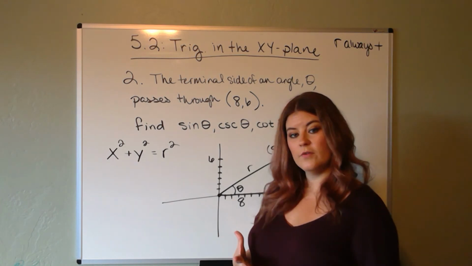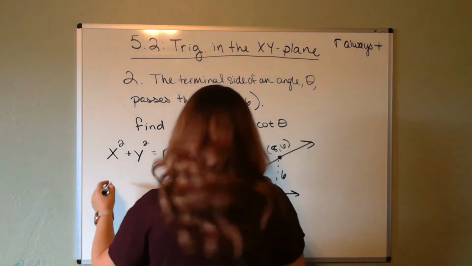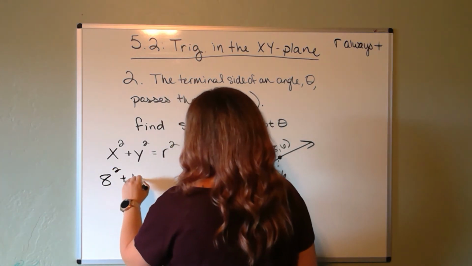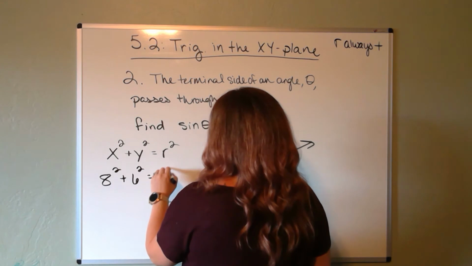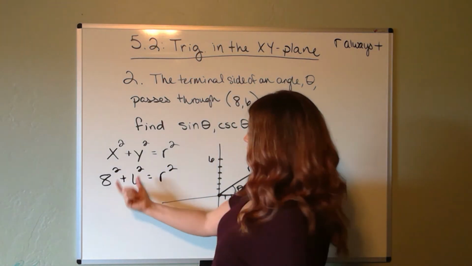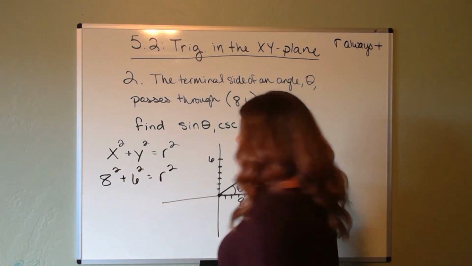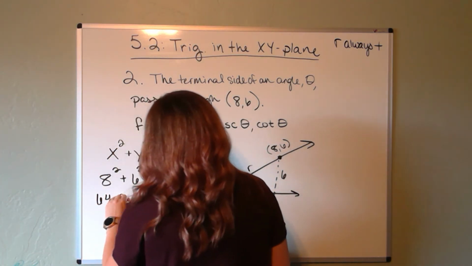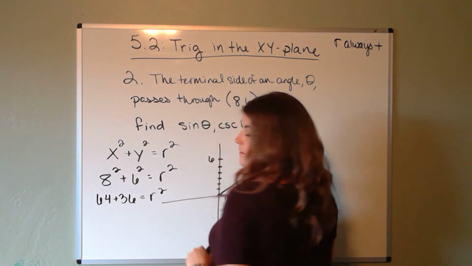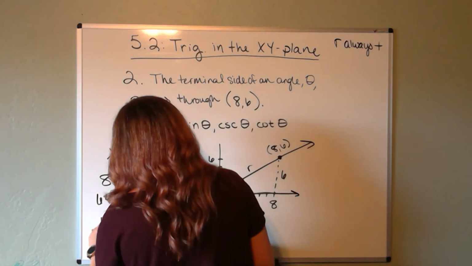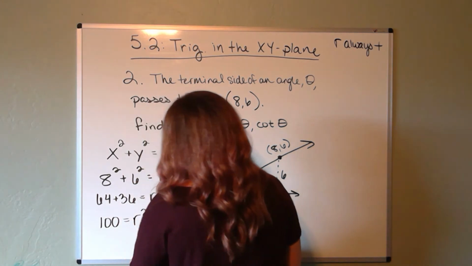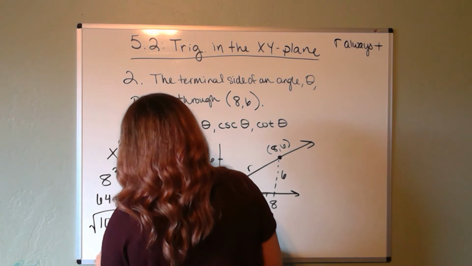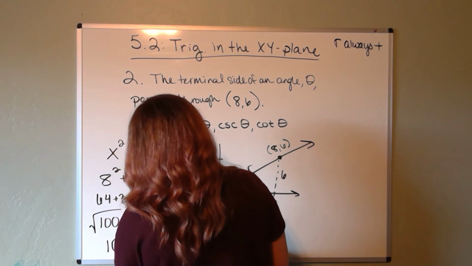Okay, so I'm solving for r. Let's put in what we know for x. X is 8, so 8 squared plus y is 6, so plus 6 squared equals r squared. Make sure you square these and then add them together. So you guys, we get 64 plus 36 equals r squared. Now add these two together and get 100 equals r squared. Square root both sides and get 10 equals r.